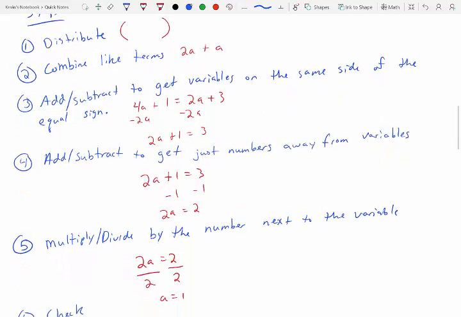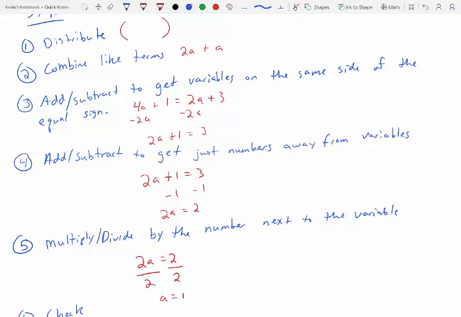Step 3, add or subtract to get variables and their numbers with them on the same side of the equal sign. So our example 4a plus 1 equals 2a plus 3. Since 2a is positive, we subtract it from both sides. 4a minus 2a got us 2a, and we still have plus 1 equals 3.